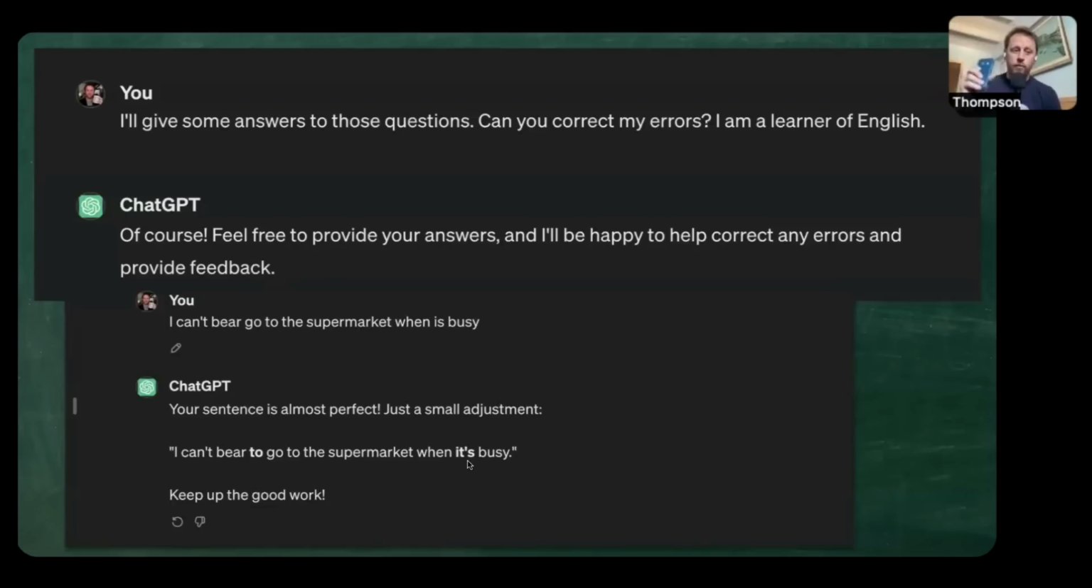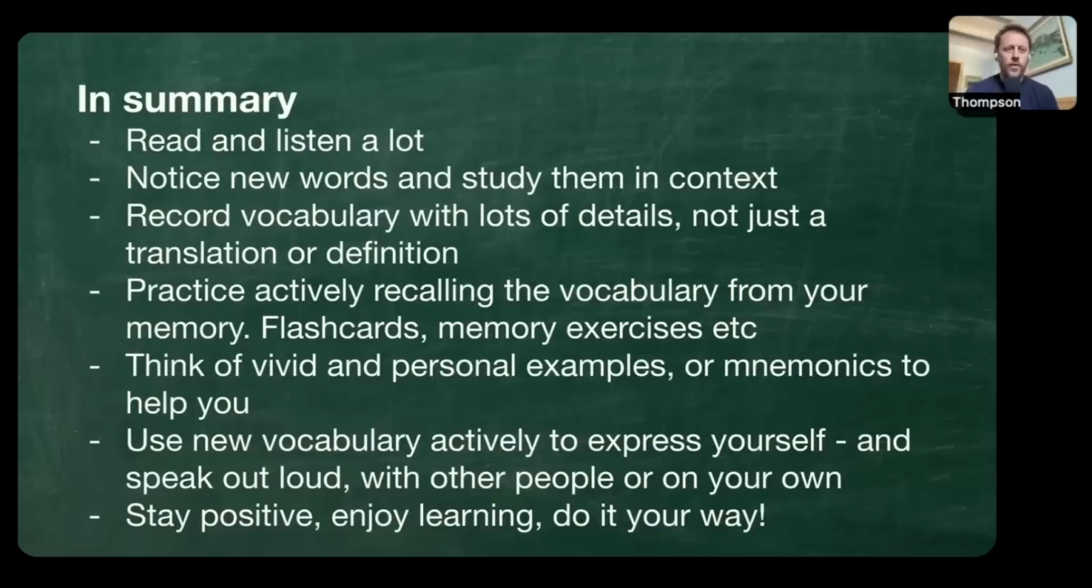You can use the app version of ChatGPT on your phone and speak into it, and it will speak back to you. So that's basically it, everybody. In summary, read and listen a lot. Input is vital. Notice new words and study them in context. Record vocabulary with lots of details, not just a translation or definition. Practice actively recalling the vocabulary from your memory. Flashcards, memory exercises, etc. can help.